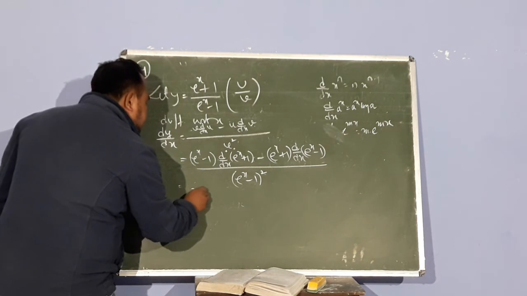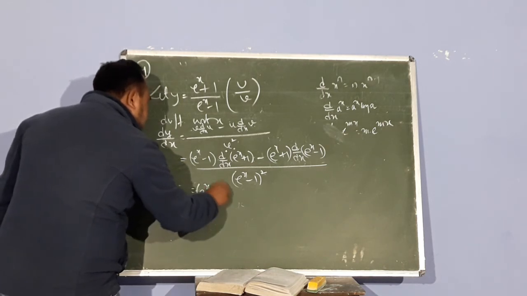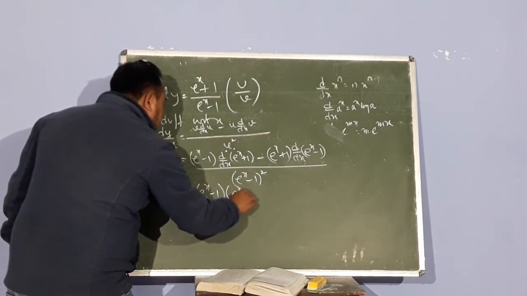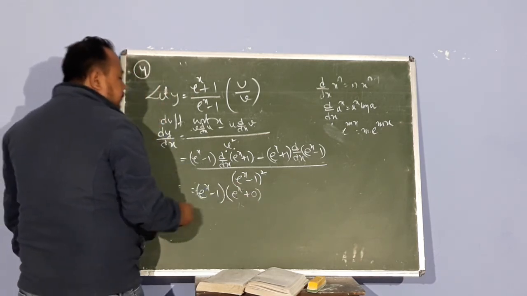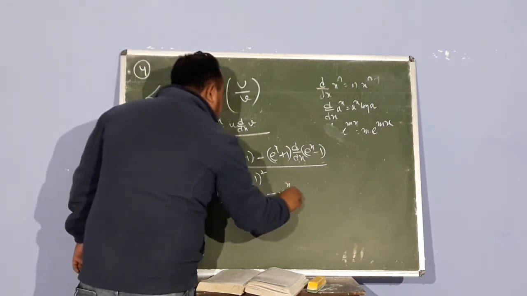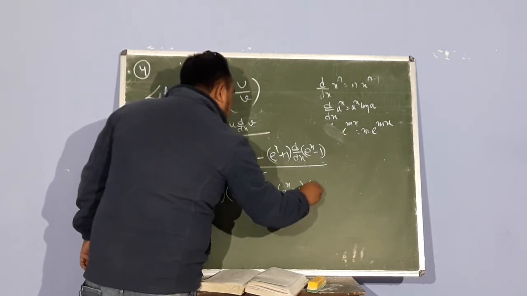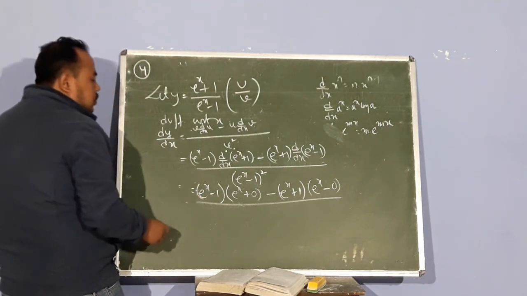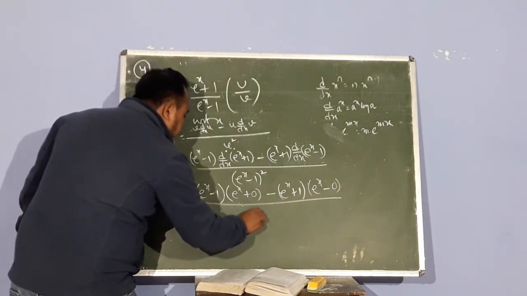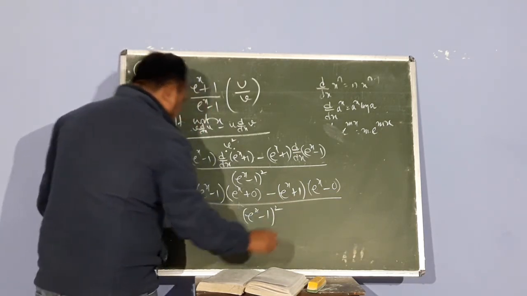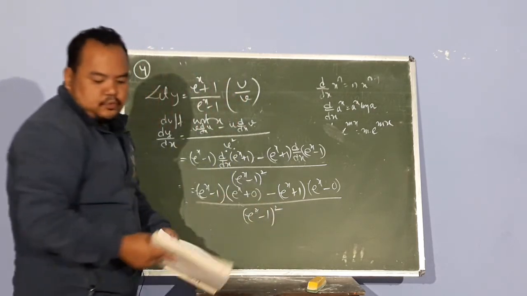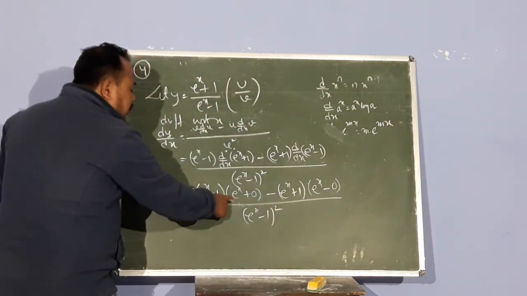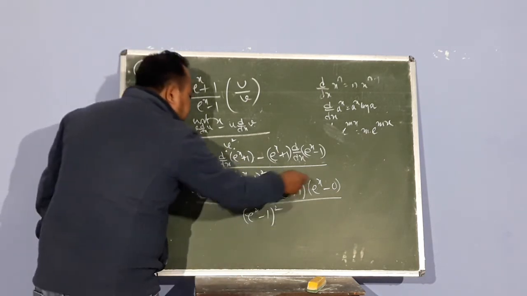Now simplify this, e to the power x minus 1 as it is. What is differentiation of e to the power x? It's e to the power x, differentiation of 1 is 0, done, minus e to the power x plus 1 as it is. Again differentiation of e to the power x is e to the power x minus 0, divide the whole thing by e to the power x minus 1 whole square. The final step, e to the power x plus 0 is e to the power x, e to the power x minus 0 is e to the power x.